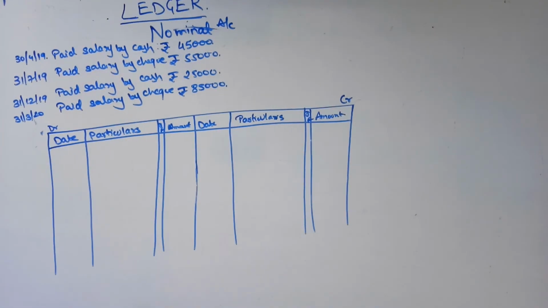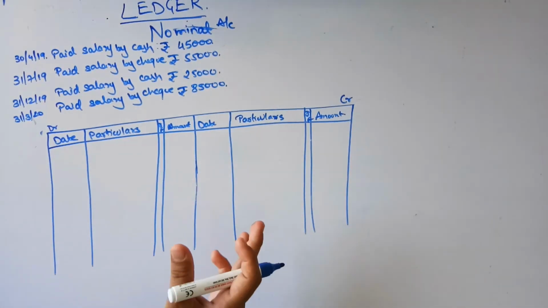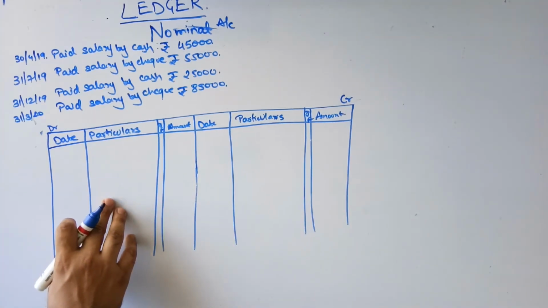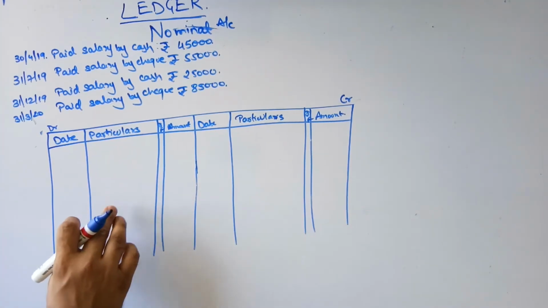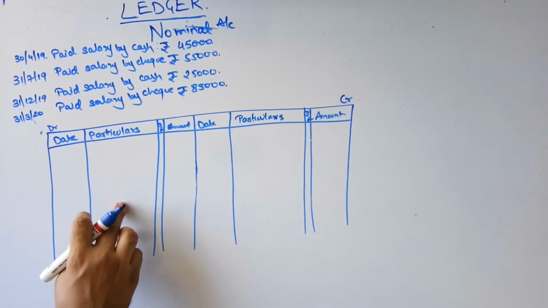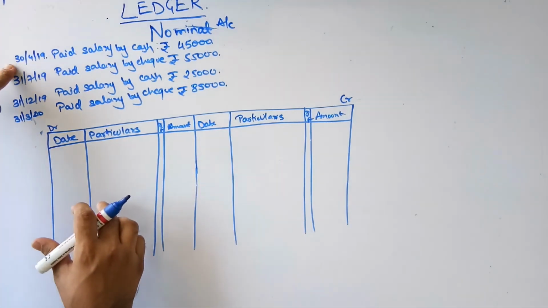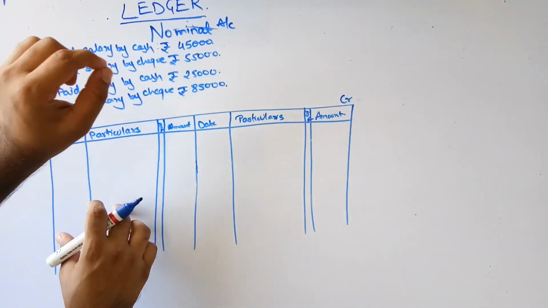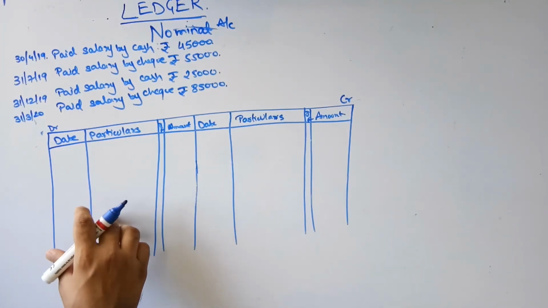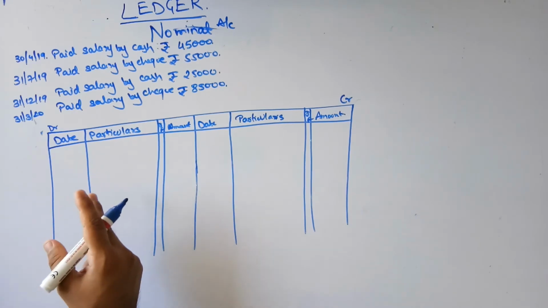Okay, so date, particulars, amount. Now understand one thing: we won't be writing the journal entries over here. Directly we will start with the ledgers. So on 30th of April, we first start with the first entry, paid salary by cash, rupees 45,000. They have clearly mentioned cash. What will be the transaction over here? What are the two accounts? Salary and cash.